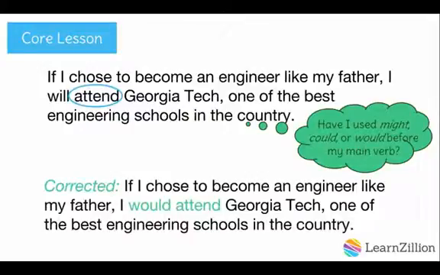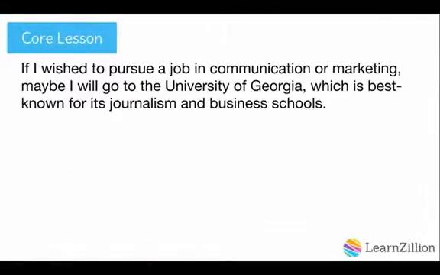How about this? If I chose to become an engineer like my father, I would attend Georgia Tech, one of the best engineering schools in the country. Now, I've shown that my attending Georgia Tech is conditional. It will only happen if the condition here is met. Let's take a look at the sentence containing our second if statement. We want to use the conditional mood for the verb go, because this is an action that may or may not occur, depending on the condition.